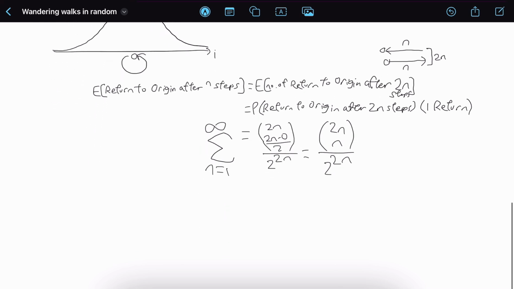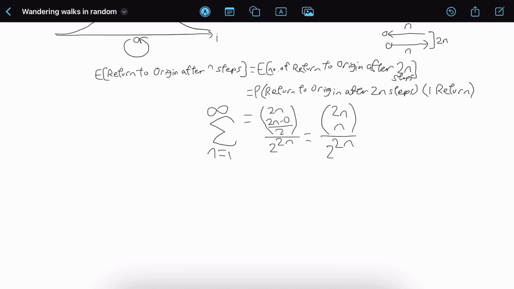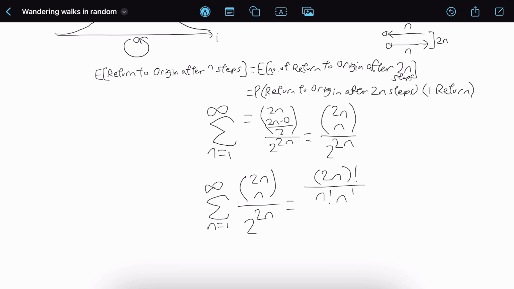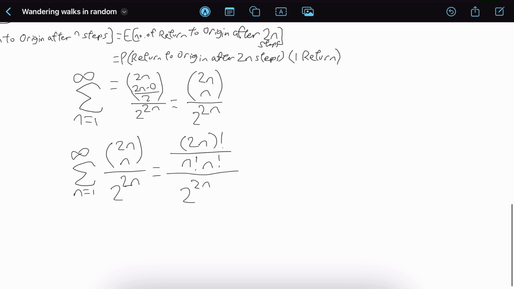So now, in order to find the expected number of return to the origin after 2n steps, we just need to find what this sum is equal to. What is this sum equal to? First step, we evaluate this sum by just expressing the choose function using factorials in this way. Then we can expand the factorials to express what they really mean.